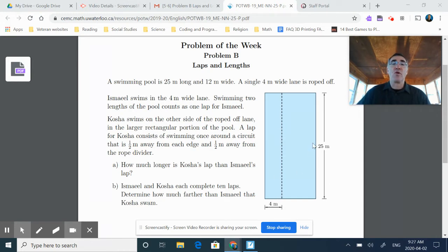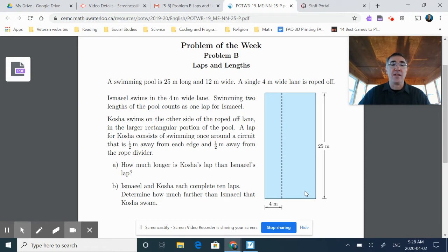Ishmael swims in the 4-meter wide lane, up and down through here. Swimming 2 lengths of the pool counts as 1 lap for Ishmael. So 1 lap for Ishmael is going up and then coming back to the wall. Kosha swims on the other side of the roped off lane in the larger rectangular portion. A lap for Kosha consists of swimming once around a circuit that is a half a meter away from each edge and a half a meter away from the rope divider. How much longer is Kosha's lap than Ishmael's lap?